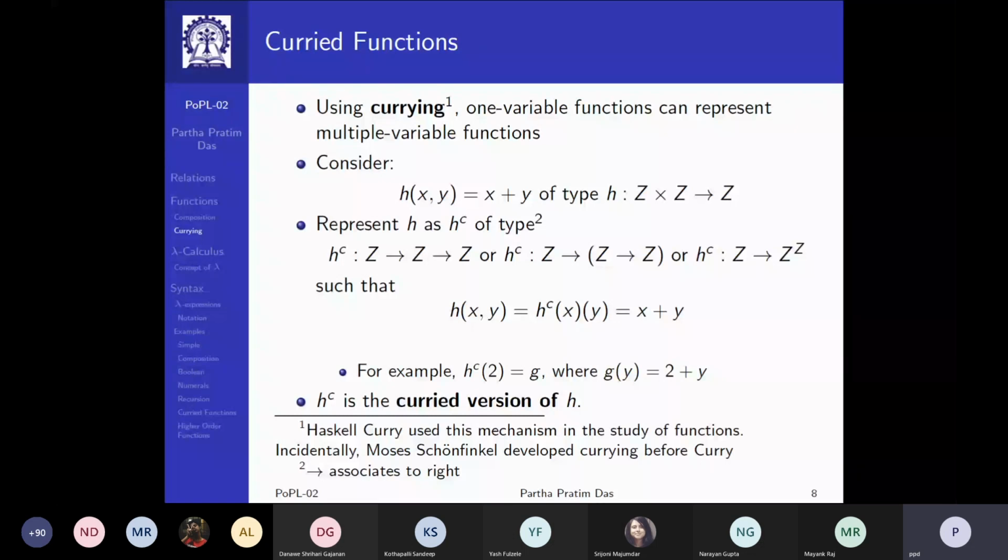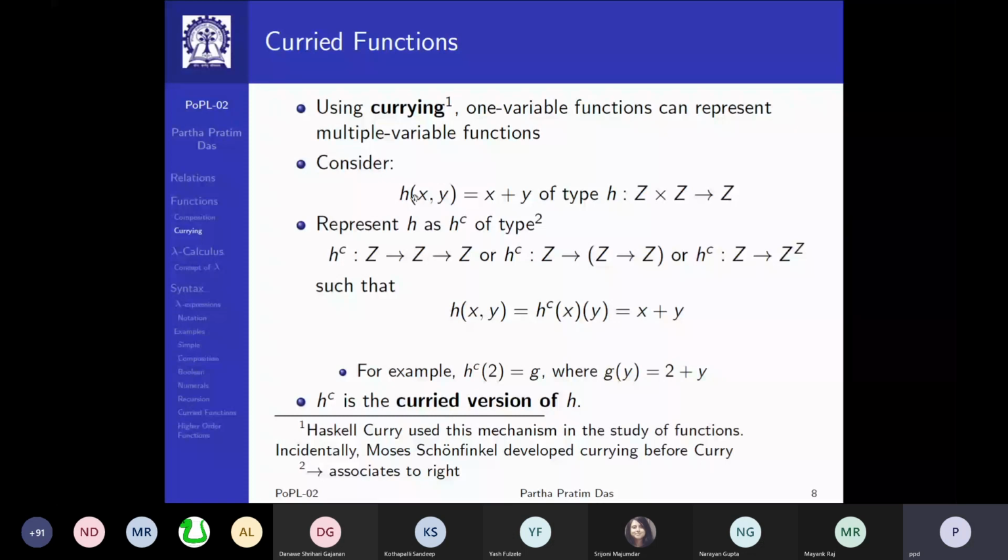So what is currying? Currying is a process by which you take a function of multiple variables and represent it in terms of one variable. It's something very simple. If h is a function of two variables x and y, let's say h is x plus y, then naturally the type of h is Z cross Z to Z, because it is taking two parameters and gives you a result in Z. Z is integers. I didn't mention that, but that's a notational convention.